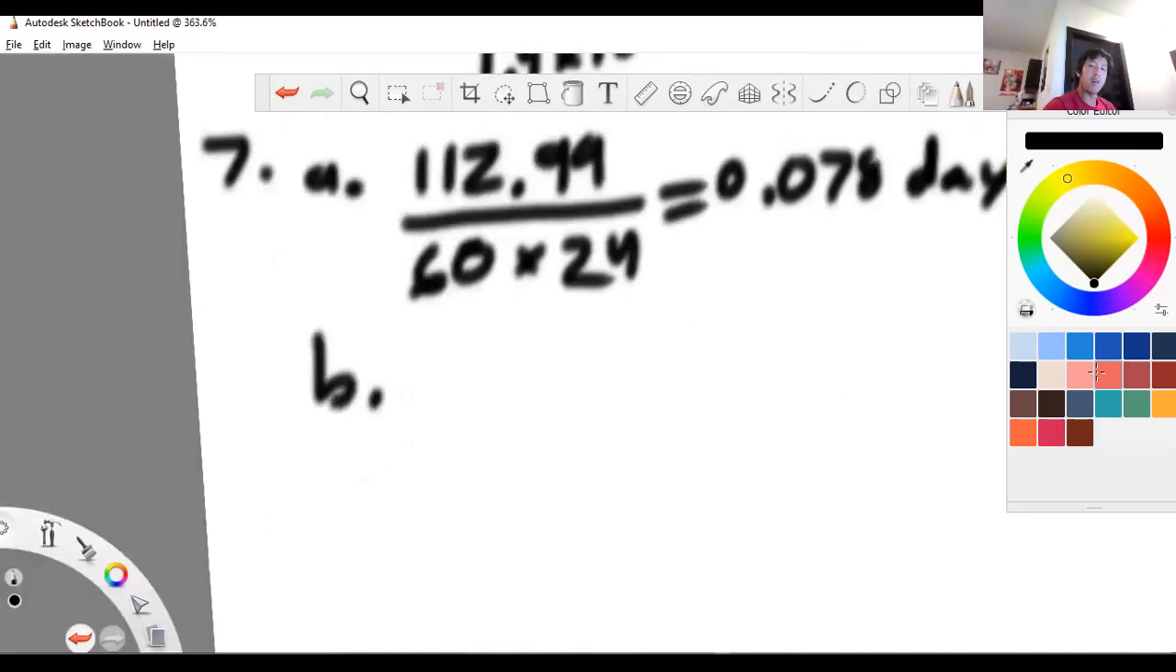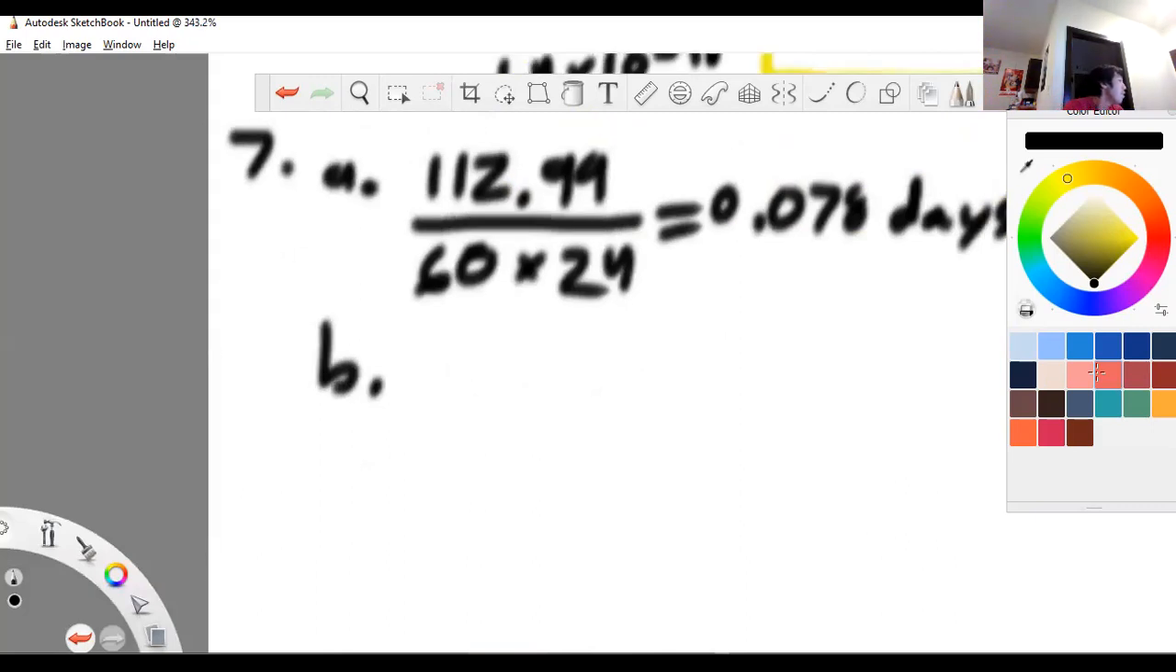B, 12.0 microliters to centimeters cubed. Well, 1 liter is equal to 1,000 centimeters cubed.